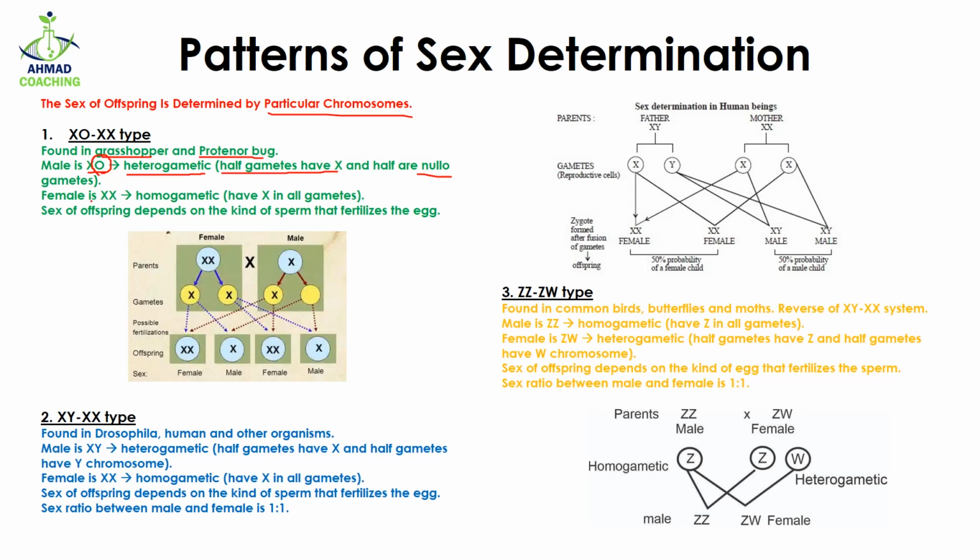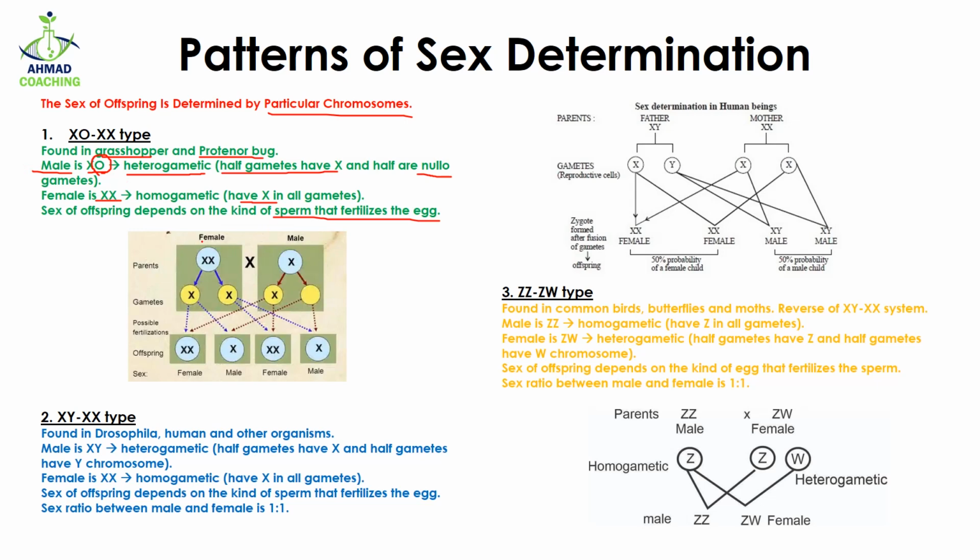While the female is XX and it is homogametic. It means that the female is going to produce only one type of gametes, and all the gametes are going to have the X chromosome. The sex of offspring depends on the kind of sperm that fertilizes the egg. So the male is going to determine the sex of the offspring.